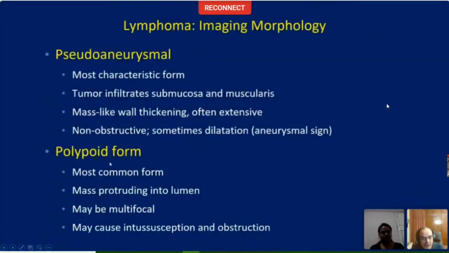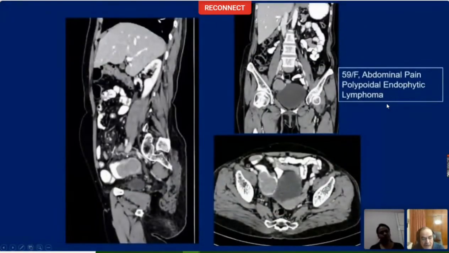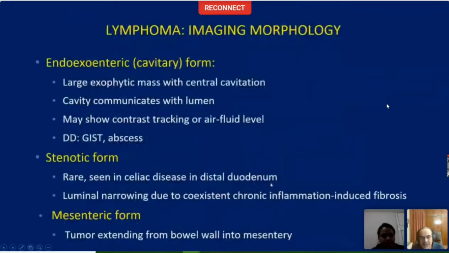And the other form is the polypoid form, which is the most common, but it's difficult to distinguish the polypoidal form from lesions like adenocarcinoma or like GIST, right? This is the polypoidal form of lymphoma projecting into the lumen of an ileal loop. See here, there is this large polypoidal lesion, but this would be difficult to diagnose as lymphoma. It's a polypoidal endophytic kind of lymphoma, and you would really need histology to make that diagnosis.